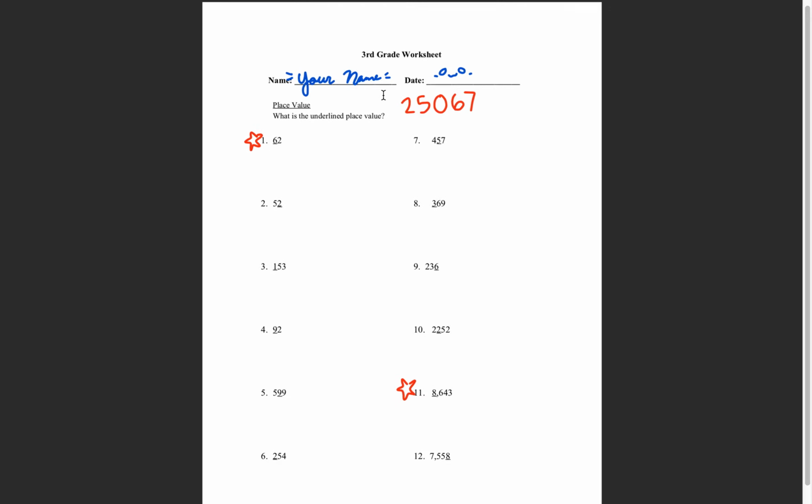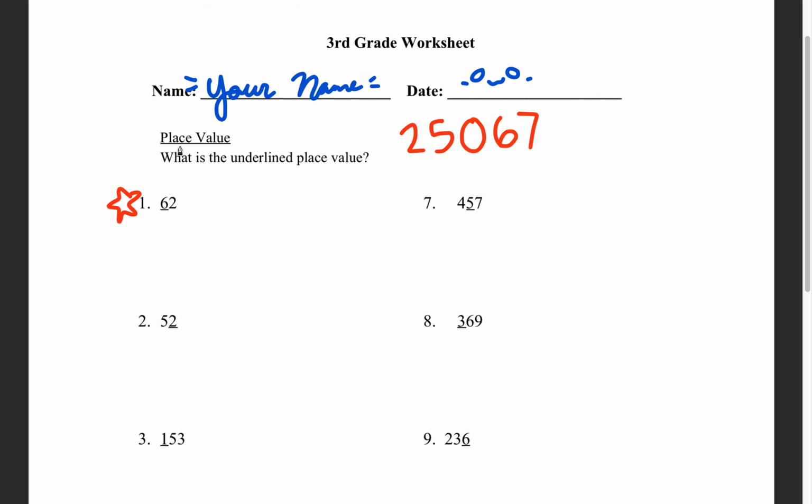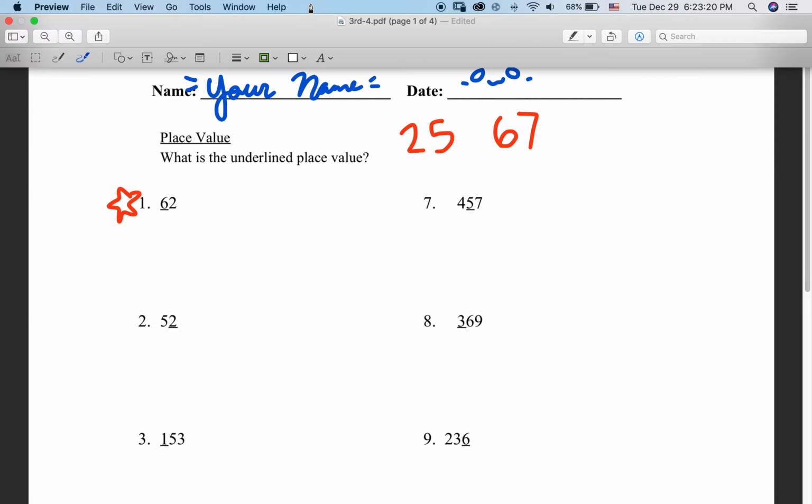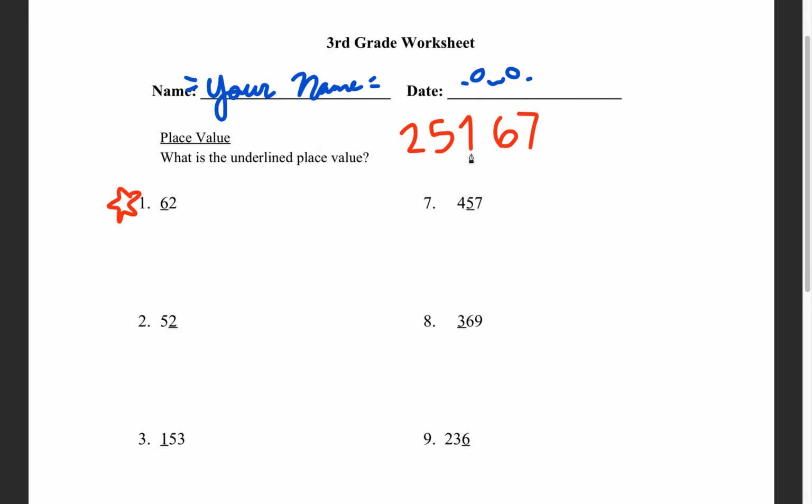So, today we're going to do something new. We're going to talk about place value. Place value is where the number is. For example, let's look at this number. You may think of it as 25067, but fully it's 25,067. Or I guess maybe I should replace this with a 1 to make it understandable. So this is basically 25,167. Okay, let me tell you a bit about the basics.